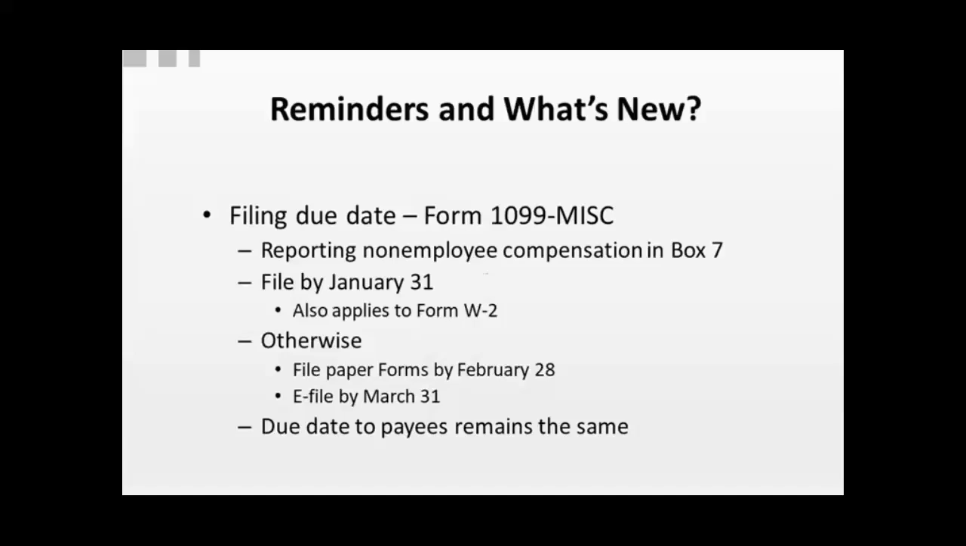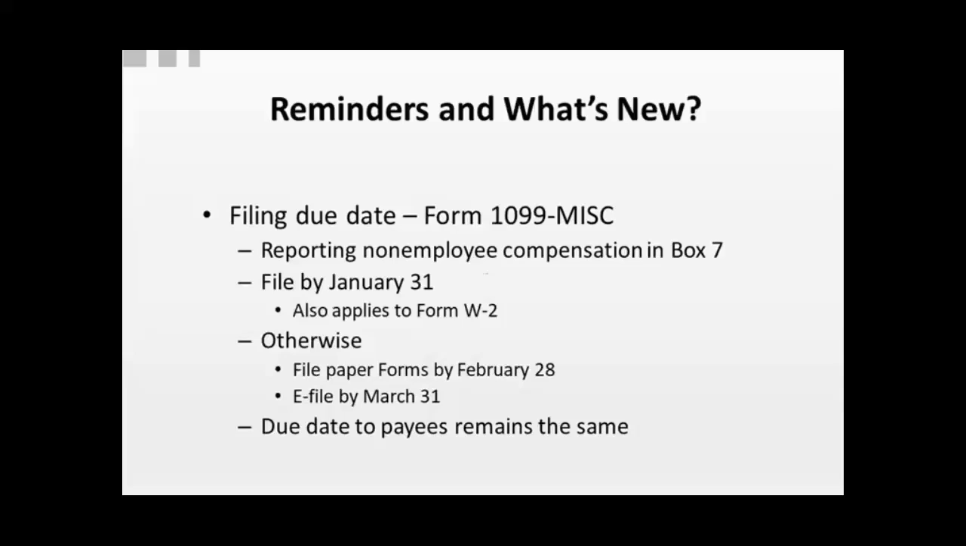And the due date to the payees remains the same, January 31st, or if you get an extension, the extension for the 1099 miscellaneous with Box 7 is no longer automatic, but for other purposes it would be. So we'll be covering some special instructions on how to handle the forms that have 1099 miscellaneous and those that do not. Next year, that should not be a problem.